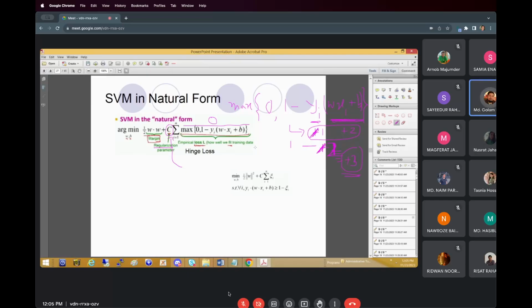So this is how the hinge loss will guide the SVM, the support vector machine classifier, for correctly selecting the W and b. So now this is our equation, or we can say objective function, to solve our problem.